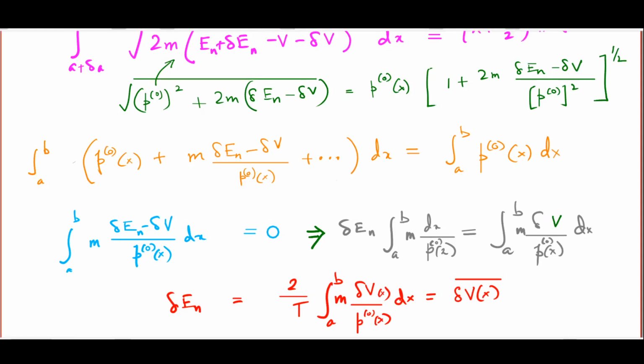The connection between this result and the Rayleigh-Schrodinger perturbation theory result that we had derived earlier should be pretty clear. Here what we are getting is delta En, the energy shift that is predicted by the WKB method, is a time average over the classical orbit of the perturbing potential energy. Whereas in the Rayleigh-Schrodinger perturbation theory, the first order energy correction is nothing but the expectation value of the perturbing potential in the nth energy eigenstate. So this is sort of mimicking the time average versus ensemble average picture that we have in statistical mechanics.